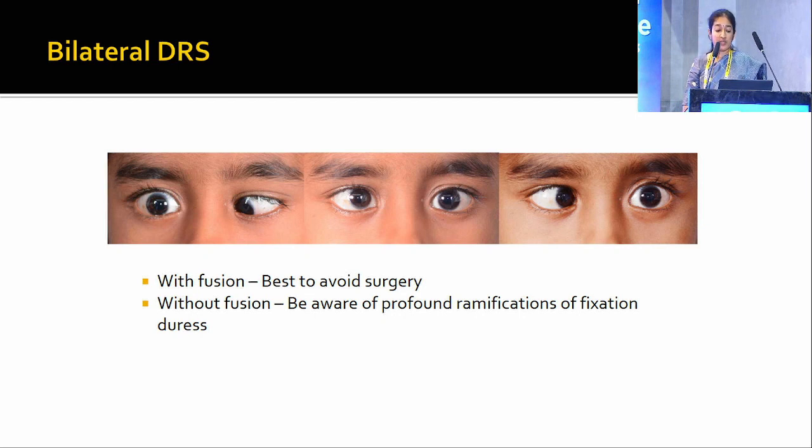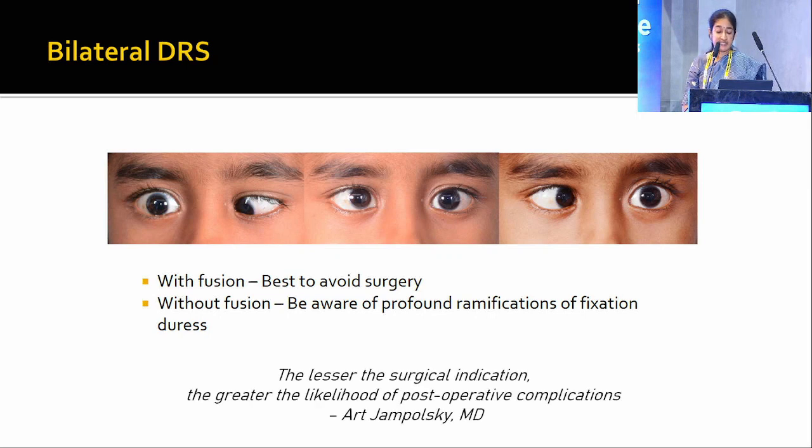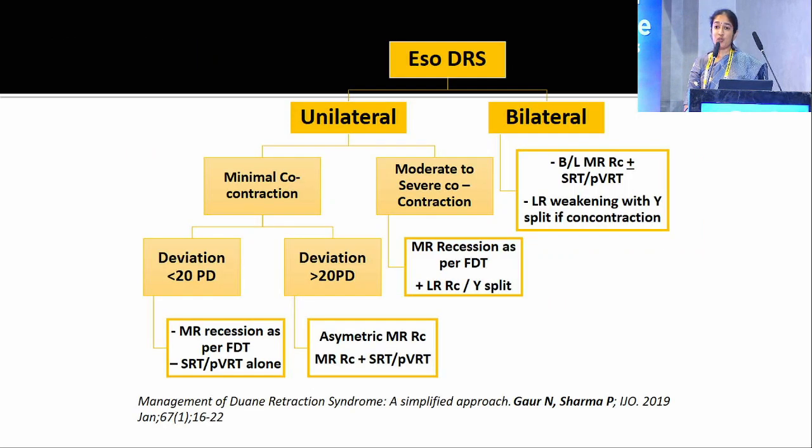In bilateral Duane's, if there is fusion, best to avoid surgery. And when there is no fusion, we can go for surgery. But it has been said, there can be profound ramifications of the fixation duress. So you can have very unpredictable outcomes. And Jampolsky has very nicely put it, the lesser the surgical indication, the greater the likelihood of post-operative complications. So in summary, in an ESO Duane retraction syndrome, if it is unilateral, we can go for an MR recession or an SRT alone. If it is a deviation of higher degree, we need to operate on both eyes.